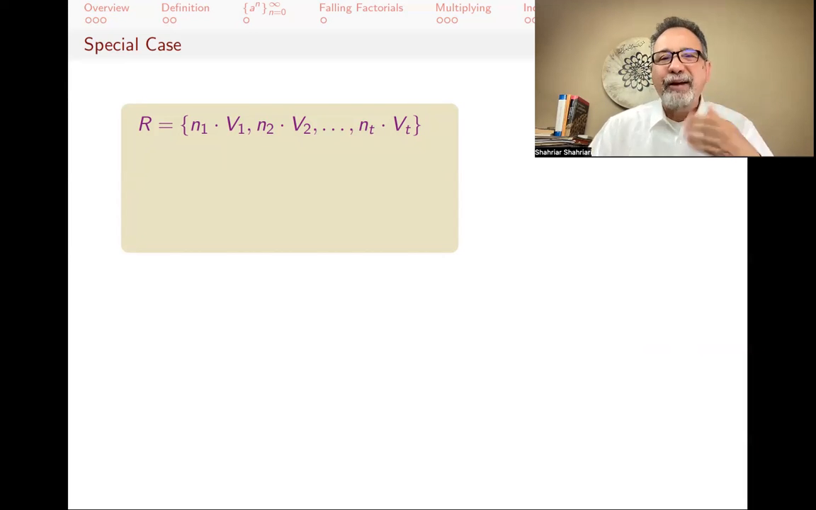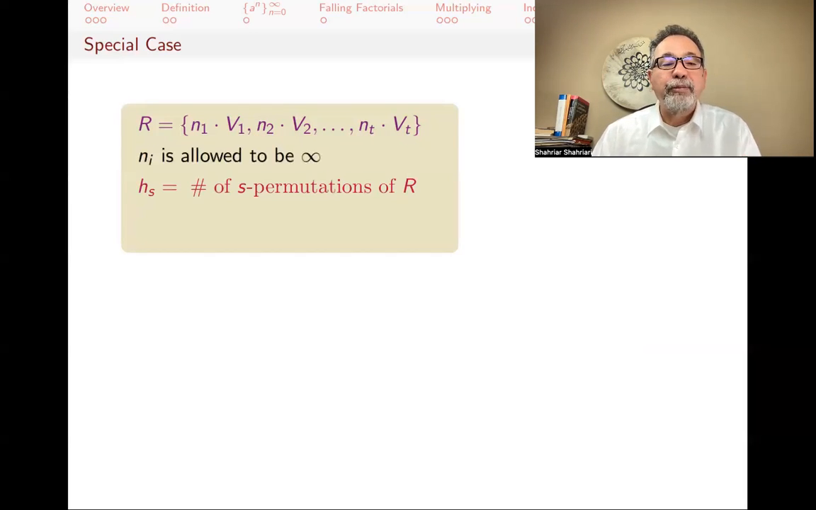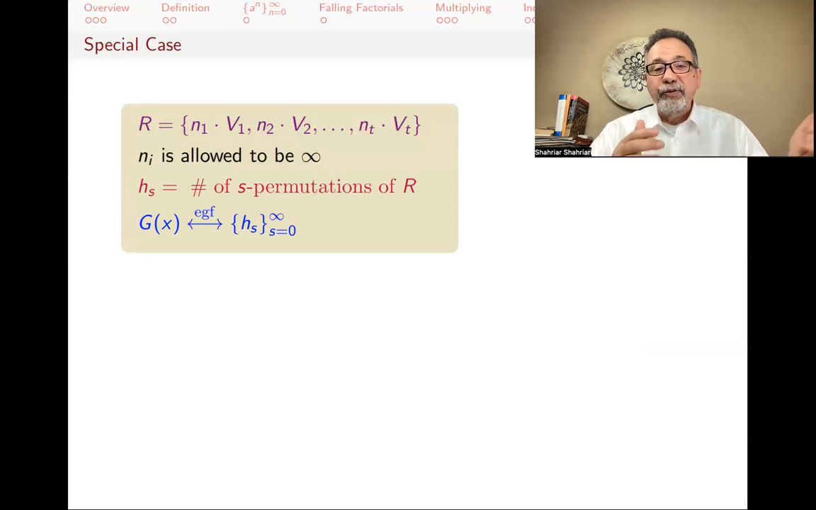A special case where I don't have to think about exponential indicator functions is the following: if I have a multiset where I have n1 v1s, n2 v2s, and nt vts, and each one of these is allowed to be infinity, and I just want the number of s-permutations of R. The restrictions here are not as weird as they were before, they're just that for v1 I can only take 0, 1 through n1, for v2 I can take 0 of it, 1 of it, 2 of it, or n2 of it, or anything in between, and so forth. So I just have a range of numbers that I can take for each one of the elements.